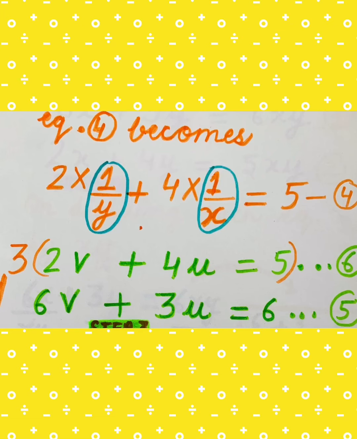Now children, I have found two equations. Equation number 6, that is 2v plus 4u is equal to 5. This is our new equation number 6, and the previous equation is 6v plus 3u is equal to 6.